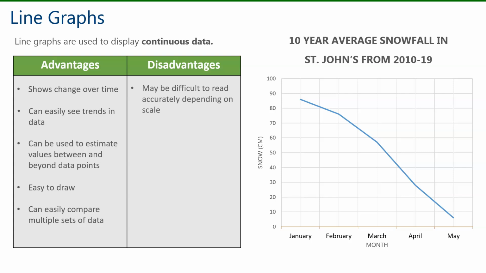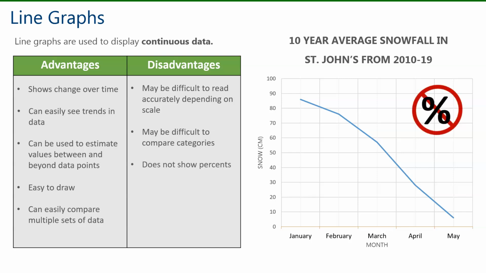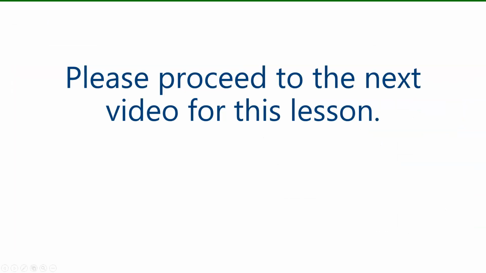Some disadvantages include: it may be difficult to read accurately depending on the scale. When I look at this graph, some of those points are pretty difficult to determine considering the scale on the graph. Maybe difficult to compare categories. It does not show percents, and it is not very visually appealing.